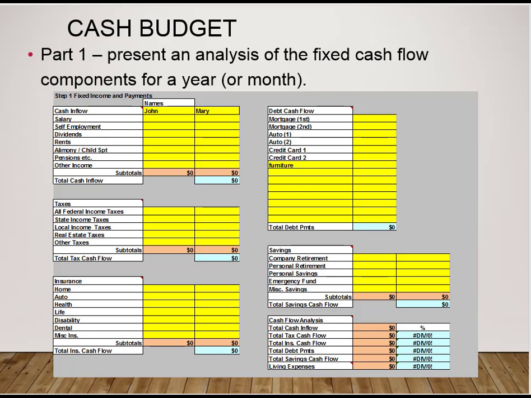So the cash budget has two parts. The first part looks at the fixed cash flow components for a year, or you could do this on a monthly basis, of course, but we just need to fill in the data. So there are sections for cash inflows. Here are the cash inflows. You've got salaries, dividends, rents, interest obviously could fit in there, maybe a pension, alimony or child support. And of course, there's a place for other income if you need that.